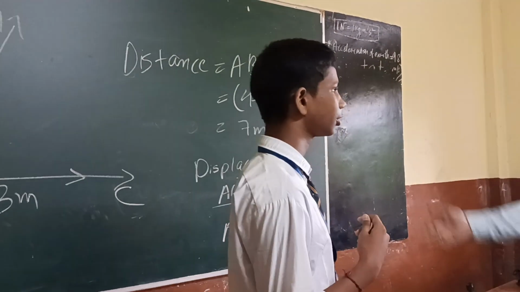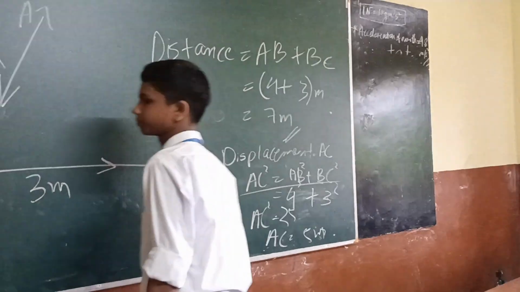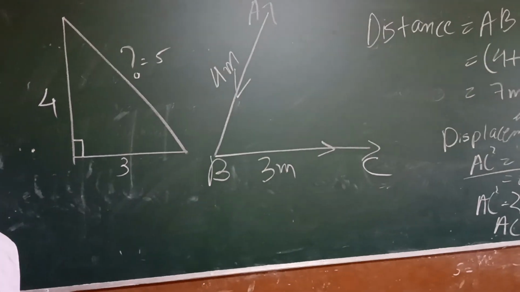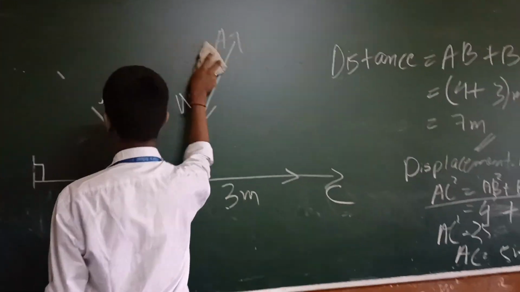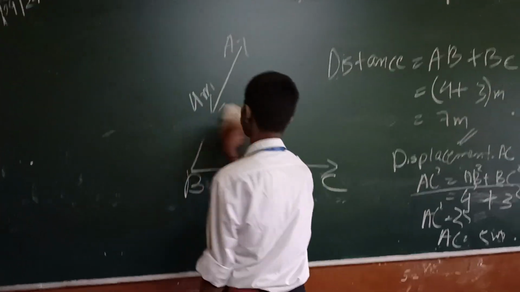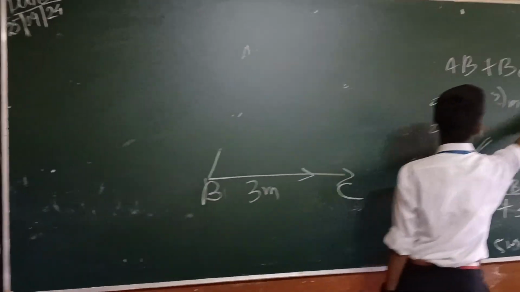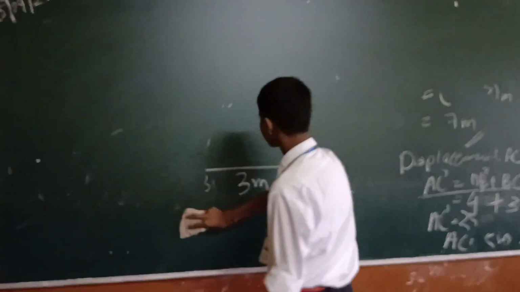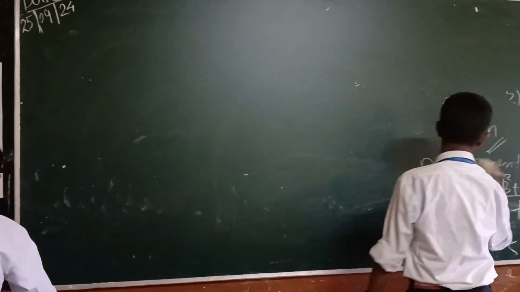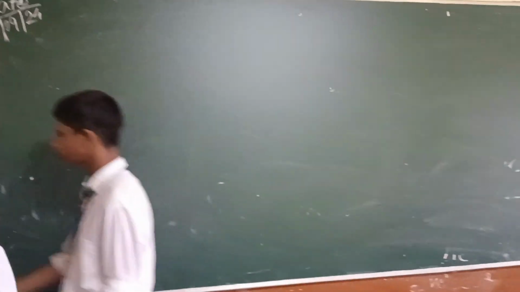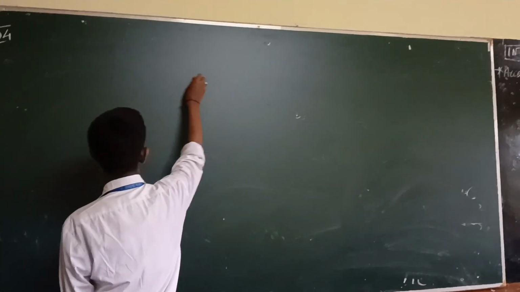Diameter of the line. The object is moving in a circular path, what is the distance and displacement? Next class, it is a mixed class. It will be difficult.